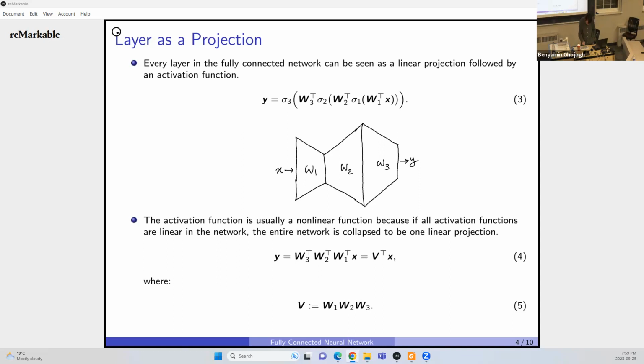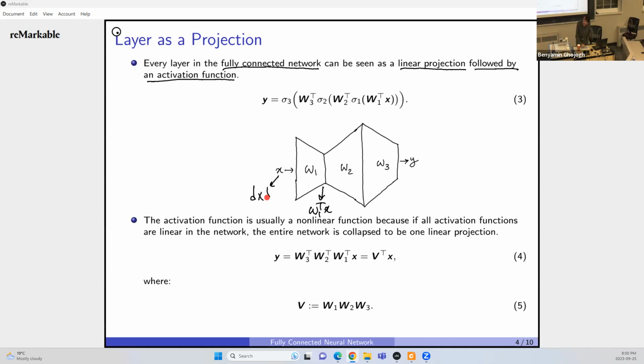Every layer in the fully connected network can be seen as a linear projection followed by an activation function. Why? Consider this X. Let it be D by 1, a D-dimensional column vector. Then what do I have here before the activation function? Here I have W1 transpose X. I will tell you why.